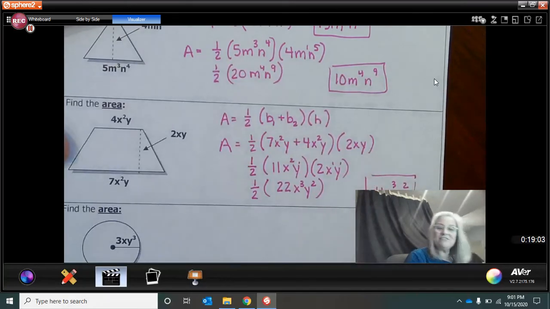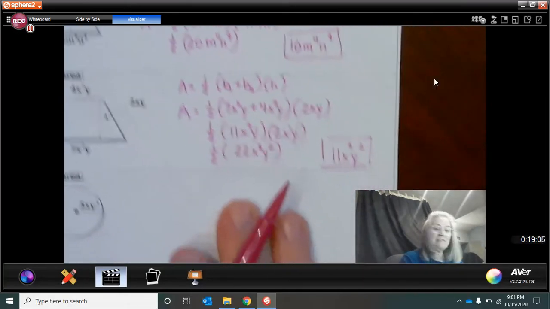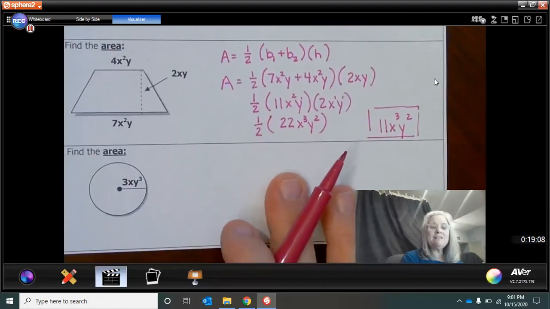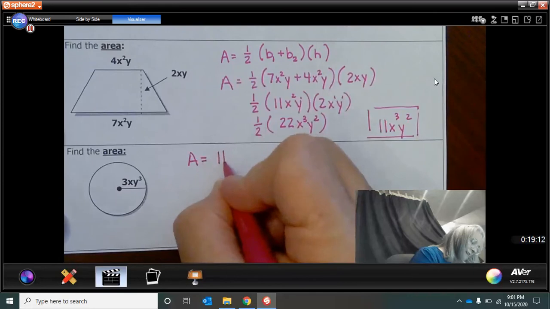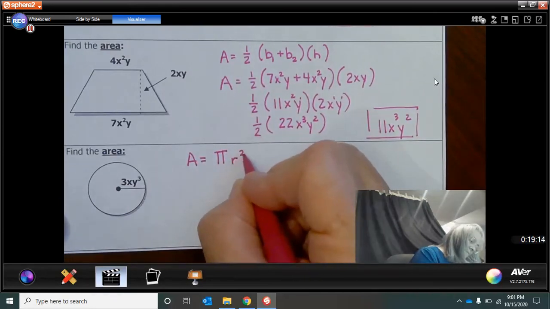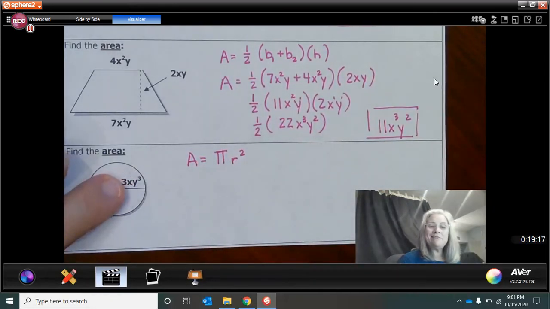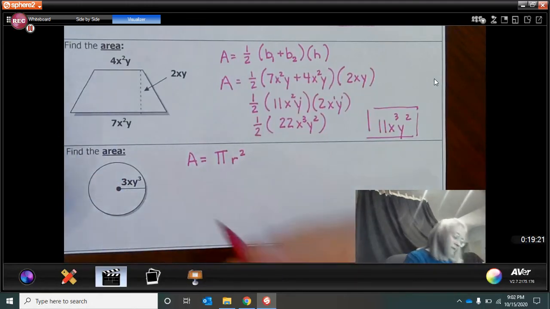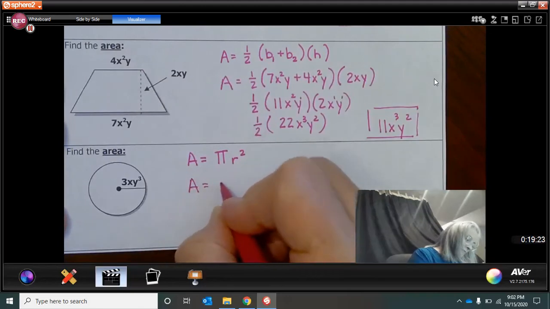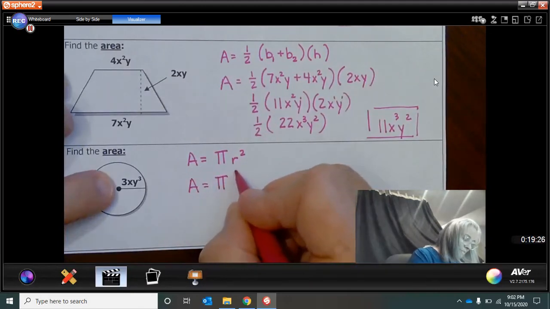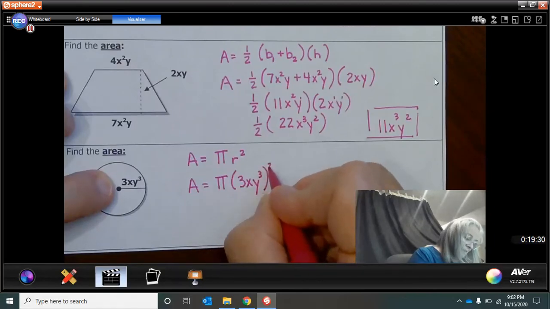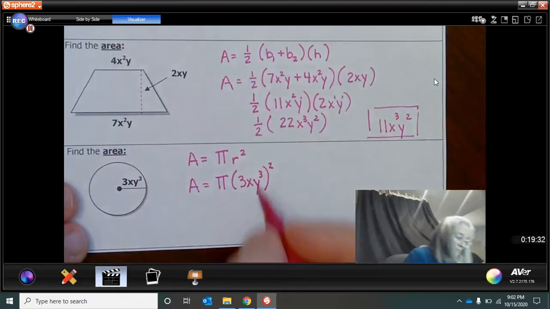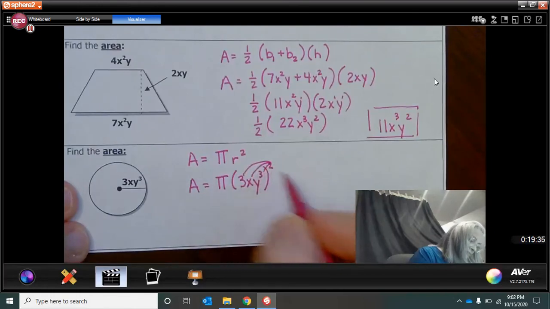And then our last one is a circle. And oops, let me just make sure you can see that okay. The last one is a circle, and we're doing the area of the circle. The area of a circle is pi r squared. There. Our radius is right there. We're going to leave pi, and we're going to just play with the symbol of pi. So we have area equals pi times 3xy cubed, and it's being raised to the power of 2. So I'm going to raise this to the power of 2.